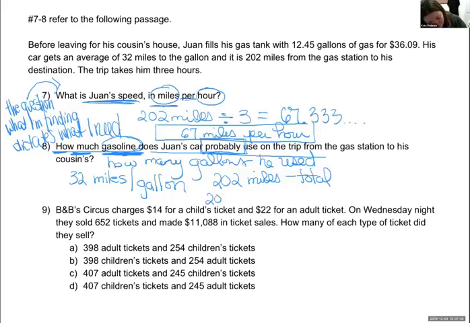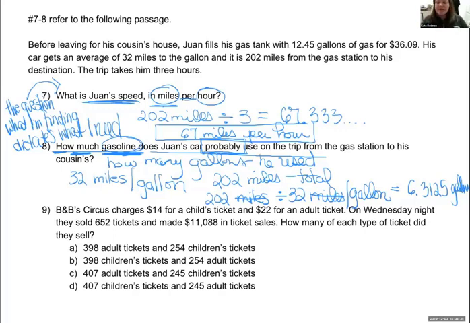I'm going to take that 202 total miles, divide by the 32 miles per gallon, and it will put me in gallons of gas. When we did our interpreting units, or using units to interpret word problems, we talked about how the miles and the miles would cancel with the division, and our answer would be left in gallons. So let's do 202 divided by 32, and I get 6.3125 gallons.